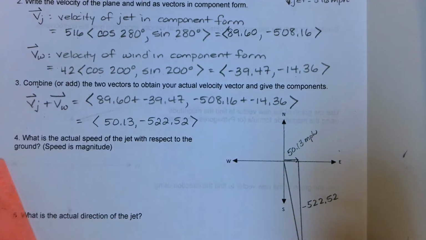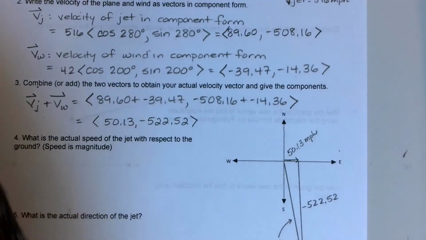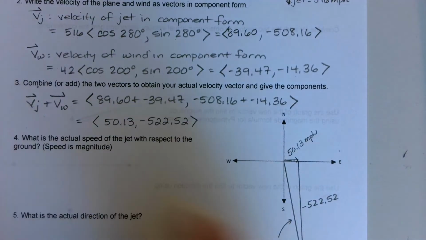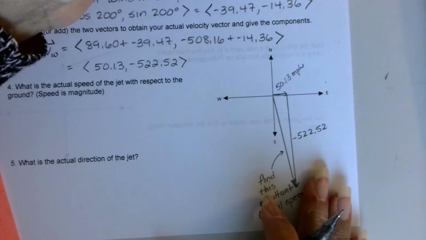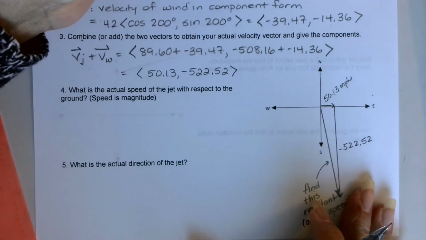And what we need to do is find this resultant, which, guess what? That is our actual speed. Don't you notice that this is a right triangle? And because it's a right triangle, we are actually looking for the hypotenuse.